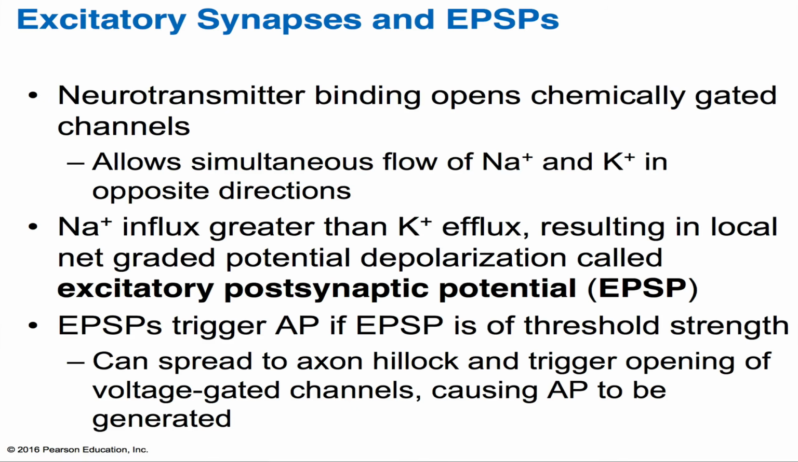While the currents that are created by individual EPSPs decline with distance, they can and they often do spread all the way down to the hillock. And if the currents reaching the hillock are strong enough to depolarize the axon to threshold, axonal voltage-gated channels open and an action potential is generated.